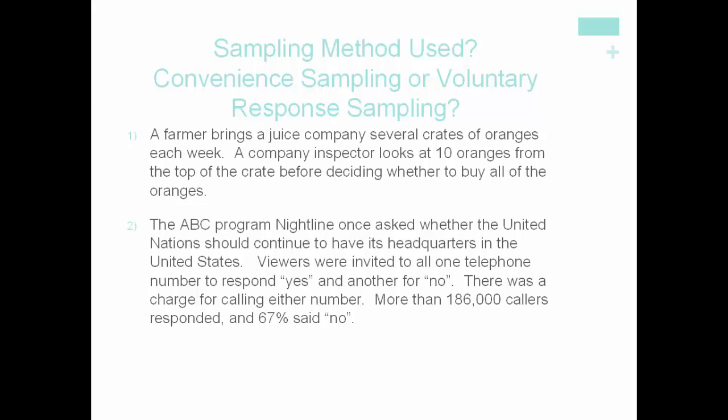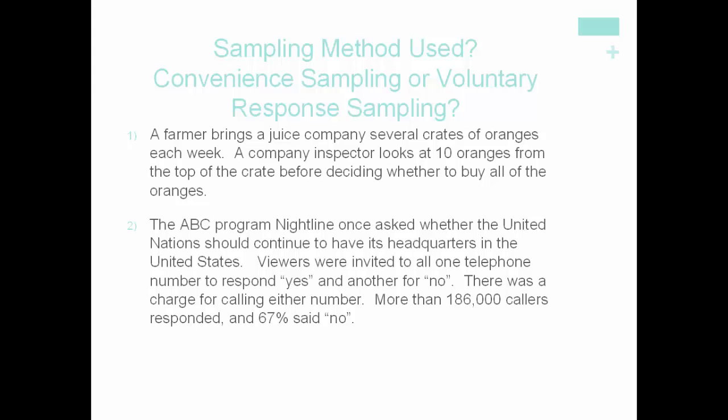In these, what is the sampling method used? Convenience sampling or voluntary response sampling? Example, a farmer brings a juice company several crates of oranges each week. A company inspector looks at 10 oranges from the top of the crate before deciding whether to buy all of the oranges. So in this example, again, the question is, which type of sampling would we be looking at in order to answer the question?